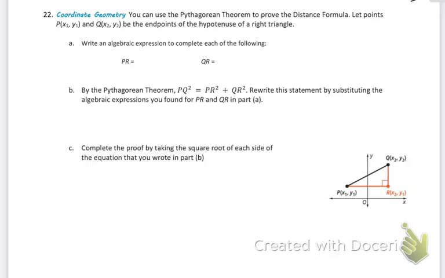y value, our up, down, our left, right. So this is just a made-up triangle in this bottom right. It just says if I give you 2 points, x sub 1, y sub 1, x sub 2, y sub 2, how do you get the distance from P to R?